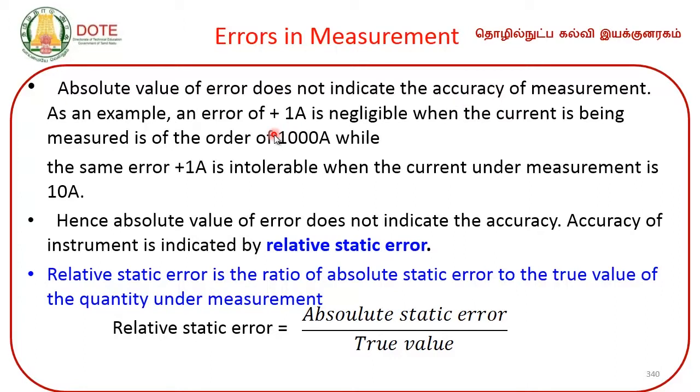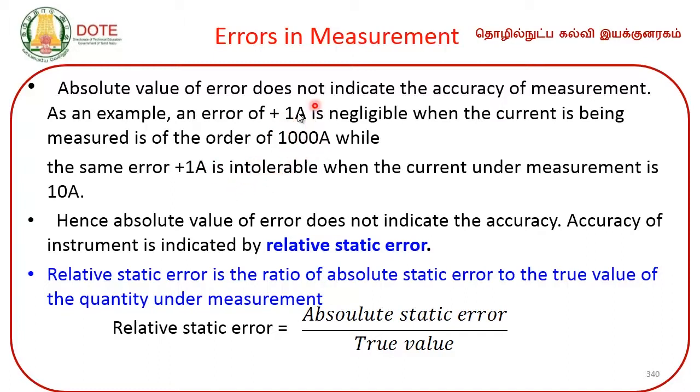Why? Because, for example, the actual difference between the measured and the true value may be 1 ampere, right? So it is negligible when the current being measured is in the order of 1000 ampere. Suppose your true value is 1000 ampere, you get the measured value 999 ampere, the error is -1 ampere. Suppose your measured value is 1001, then you get +1 ampere error, right?